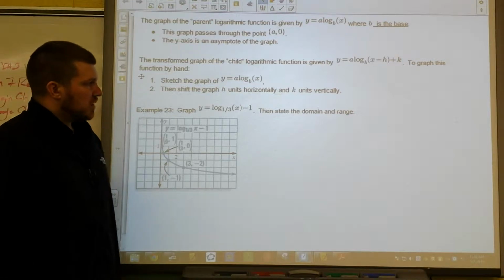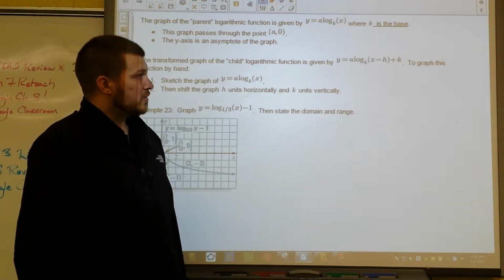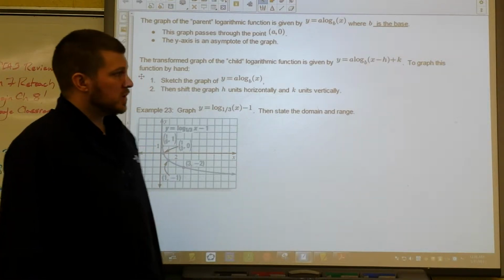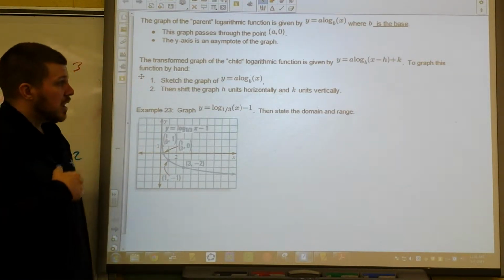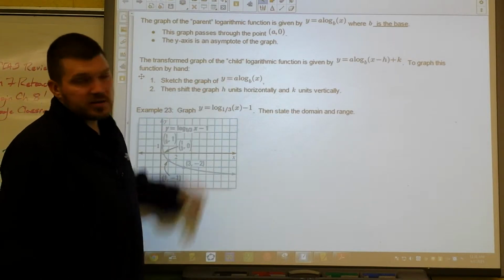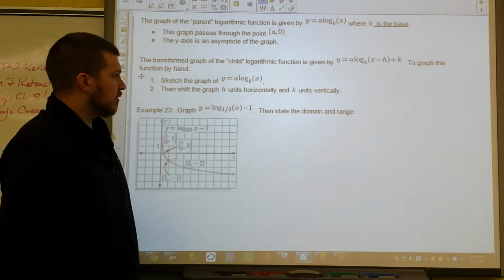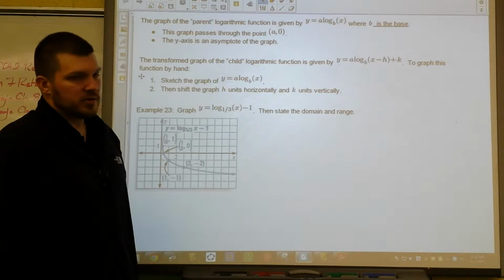The graph of the child log function is given by y equals a times the log base b of the quantity x minus h, plus k. And to graph it, like we've done in the past, we're just going to graph the parent function, in this case for logs, and then we're going to shift that graph h units horizontally and k units vertically.